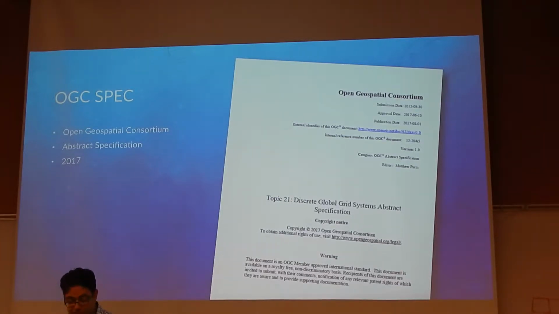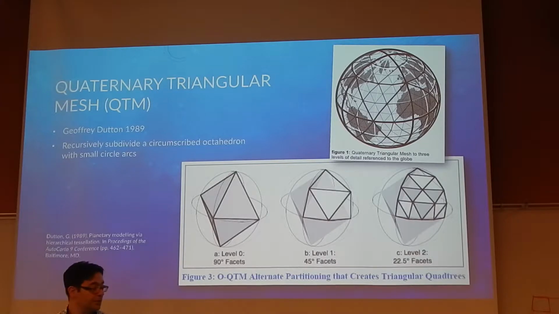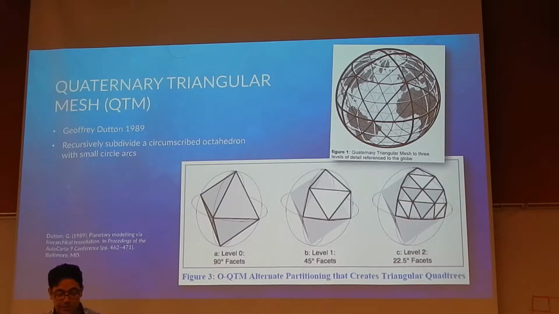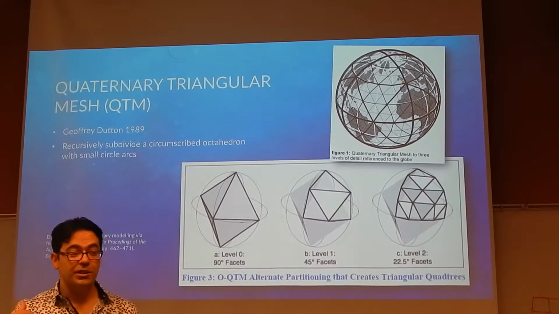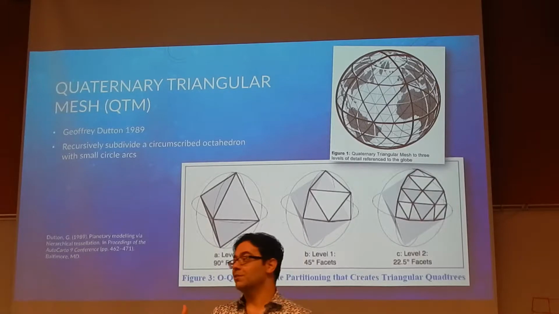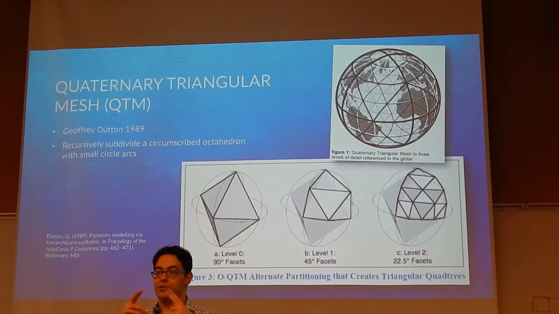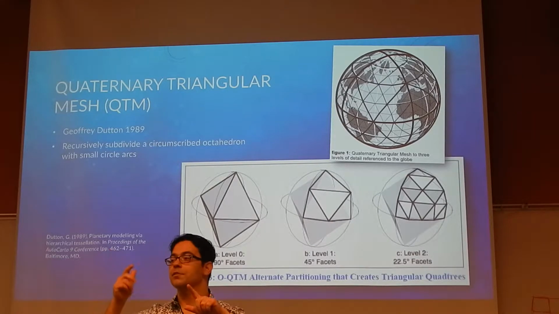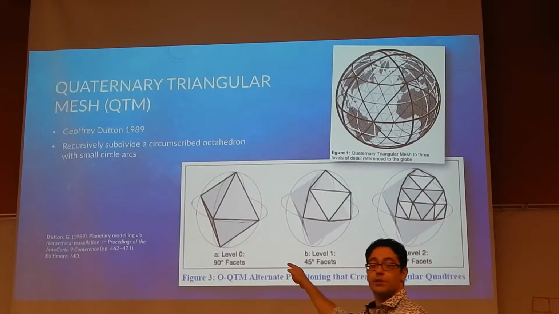So we implemented specifically, and Jordan's going to come up and talk about this because I had him write some Python code along with me, a certain one invented by Jeffrey Dutton, who first presented it in 1989: the quaternary triangular mesh. It's maybe not the easiest thing to rattle off your tongue, but quaternary in the sense that each face breaks down into 4 more faces. And it starts with an octahedron, one of those platonic solids.